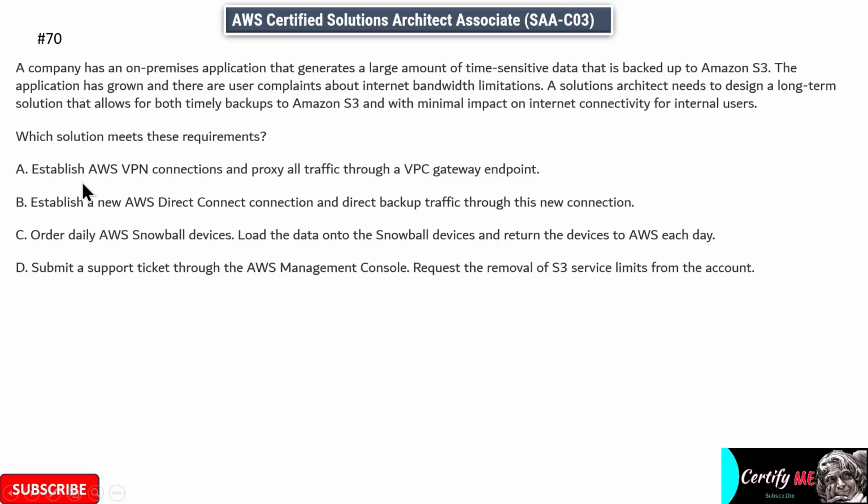Option A, establish AWS VPN connections and proxy all traffic through a VPC gateway endpoint. Option B, establish a new AWS Direct Connect connection and direct backup traffic through this new connection. Option C, order daily AWS Snowball devices, load the data onto the Snowball devices and return the devices to AWS each day. Option D, submit a support ticket through the AWS Management Console. Request the removal of S3 service limits from the account.